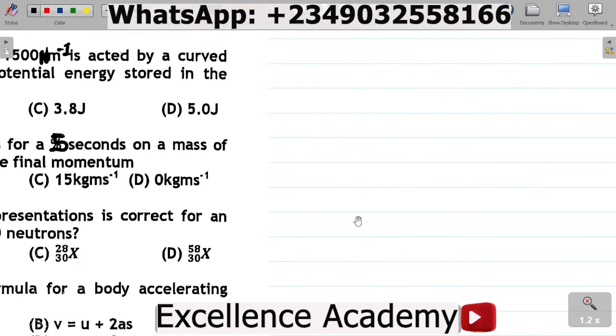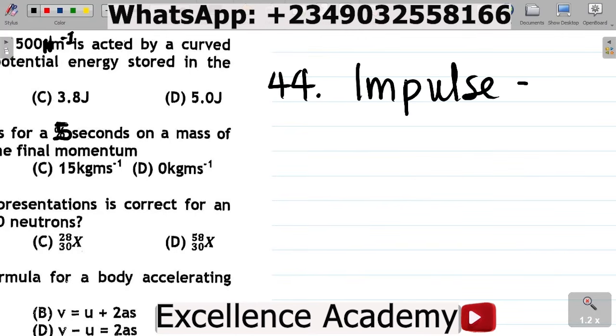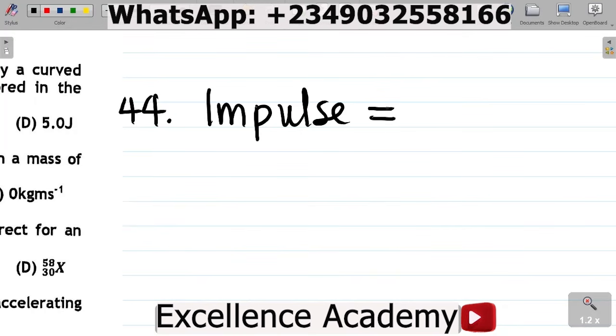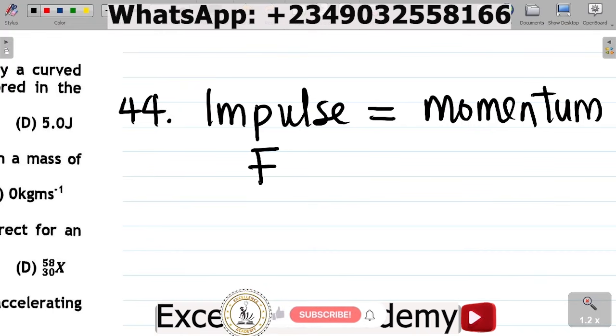Now, in solving this question here, question number 44, the formula we use here is to recall that impulse is equal to momentum. All right, we've discussed impulse in our previous class. So check out our full JAMB playlist. All right, so you can see our class on impulse and momentum. Now, we said impulse is equal to momentum, typically because they have the same SI units. And we know that impulse is simply force times time. That's impulse, right? Force times time. That's impulse is equal to, well, not just momentum, but a change in momentum.